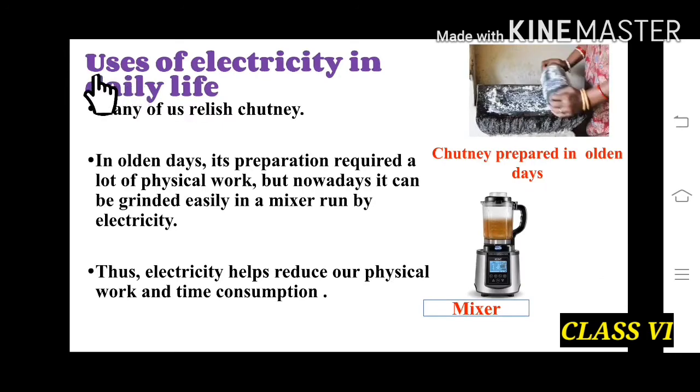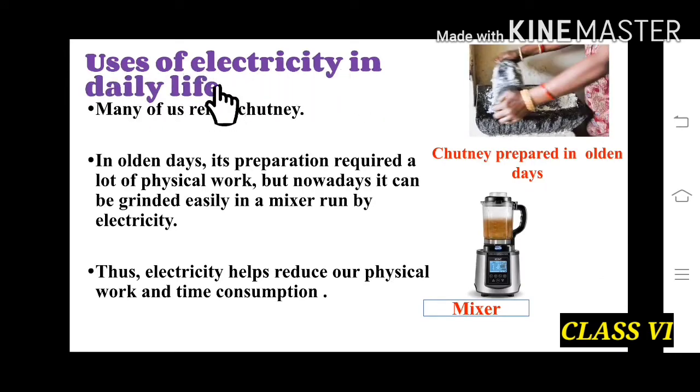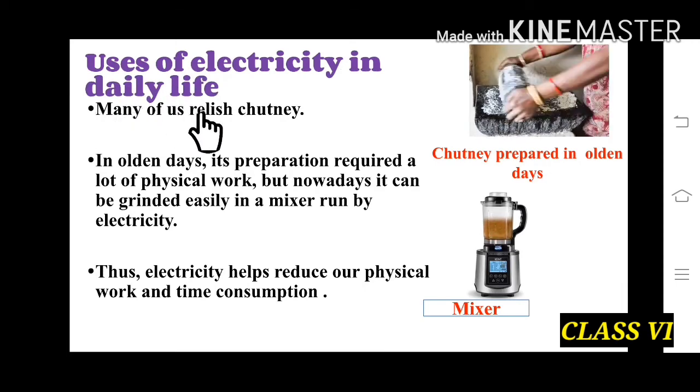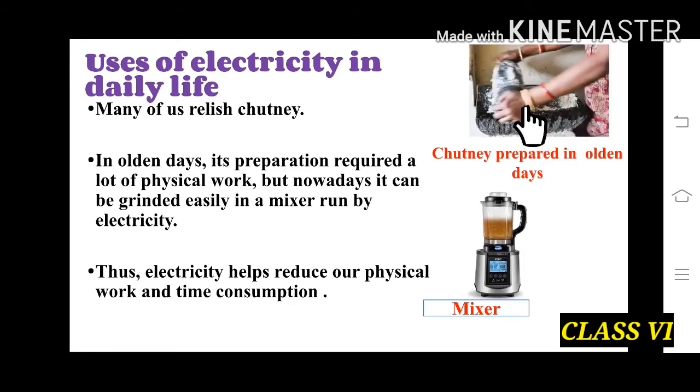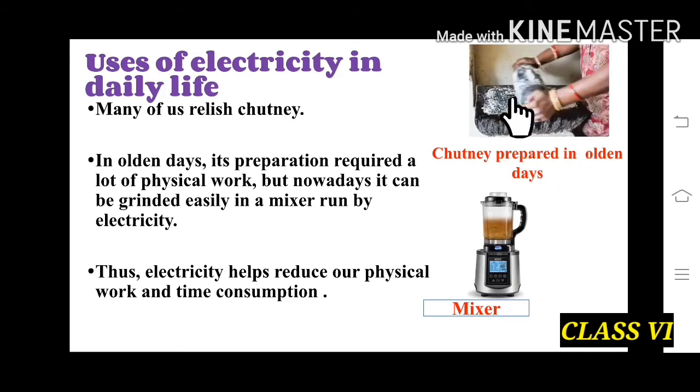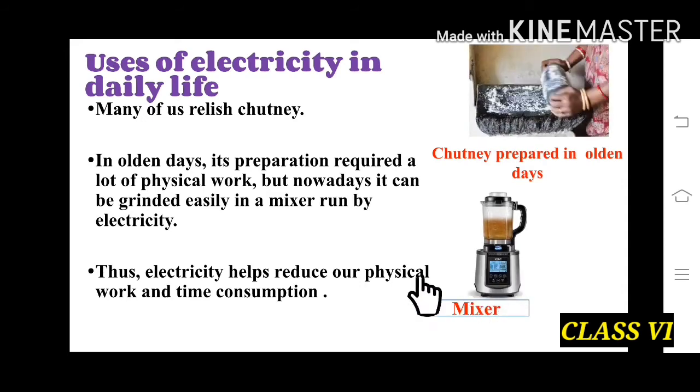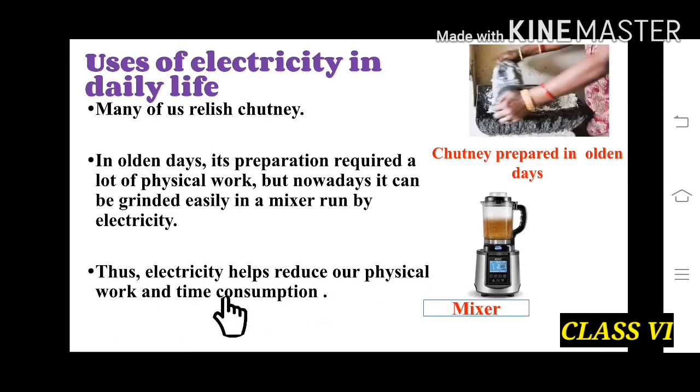Now I am going to explain to you about the uses of electricity in daily life. As many of us relish or like to eat chutney, in this picture we can see that a lady is grinding chutney on the grinding stone, which requires a lot of physical effort. But nowadays it can be ground easily in a mixer run by electricity, and thus electricity helps to reduce our physical work and time consumption.